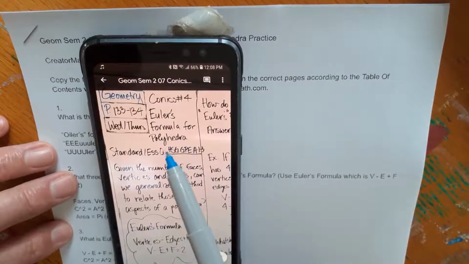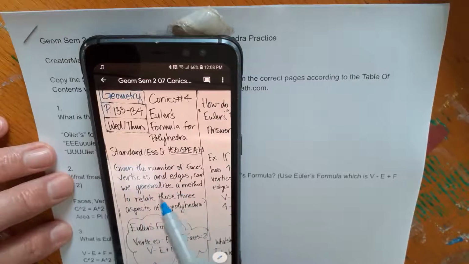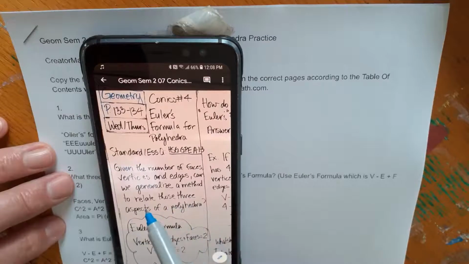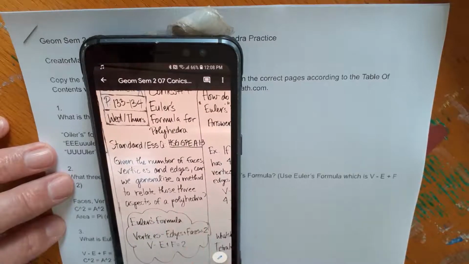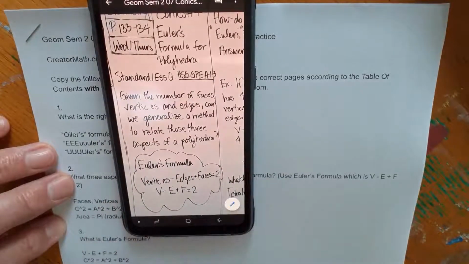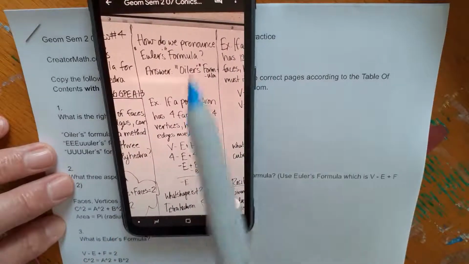So Euler's formula for polyhedra: given the number of faces, vertices, and edges, can we generalize a method to relate those 3 aspects of a polyhedron? So we have Euler's formula here, and it says vertices minus edges plus faces equals 2. So V minus E plus F equals 2. We'll explain a little bit more as we go through the problems.